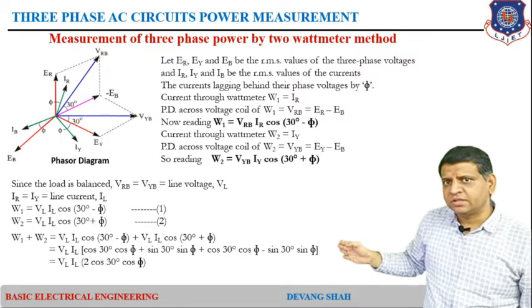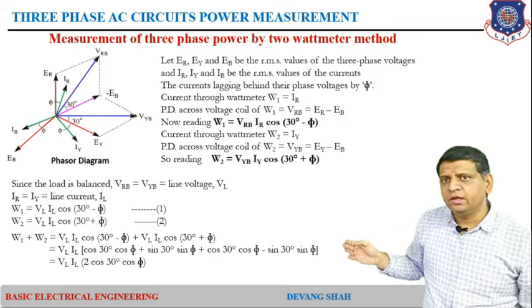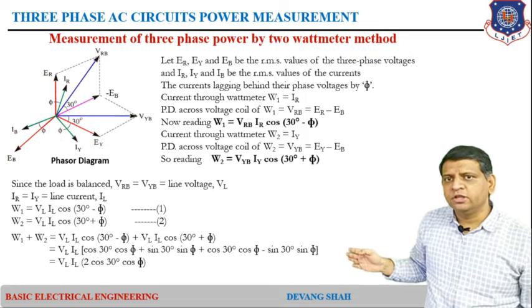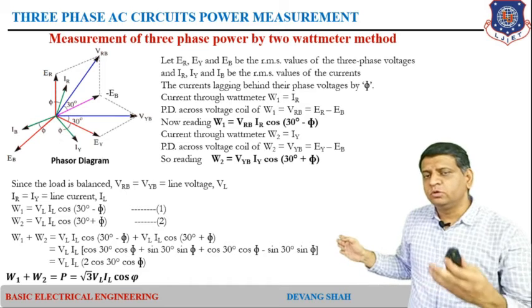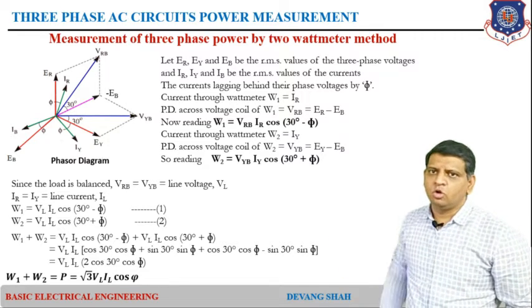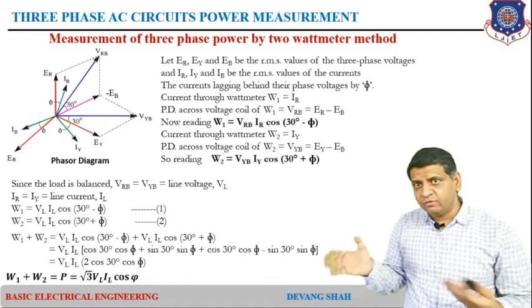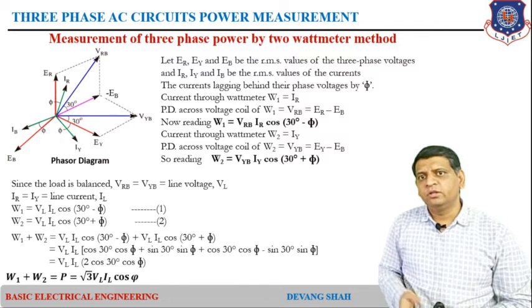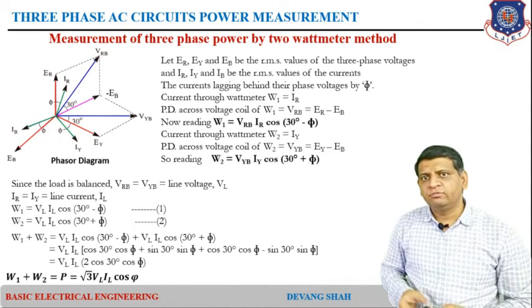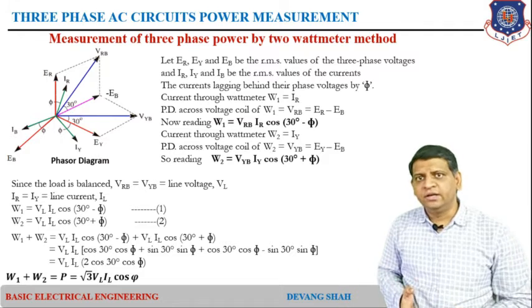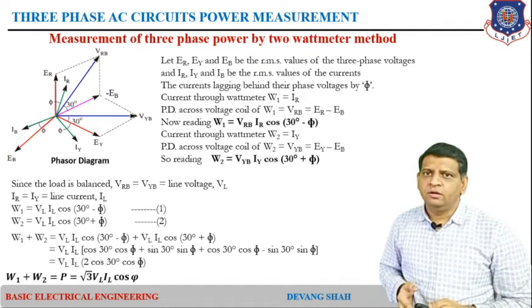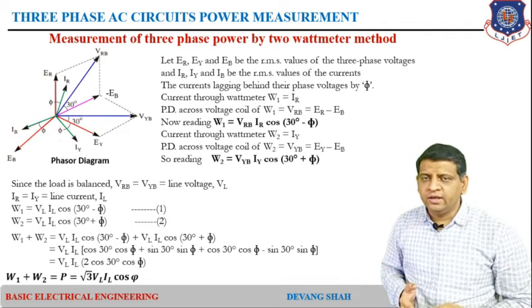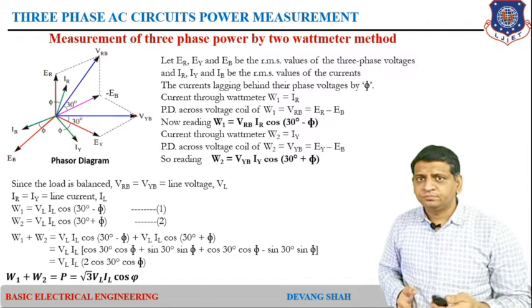Once you cancel the sine terms, you will find 2 VLIL cos 30 cos phi, right. And cos 30 is equal to root 3 by 2. So, the total W1 plus W2 is equal to root 3 times VLIL cos phi. This is the same equation that we already found during the power calculation of 3-phase star and 3-phase delta, which is root 3 VLIL cos phi. In this way you can also find total power, which is again the 2 wattmeter method, right.